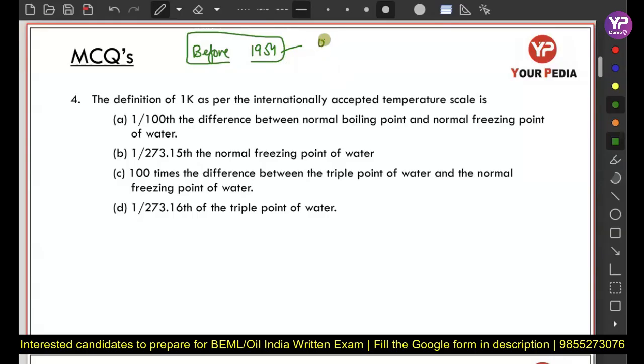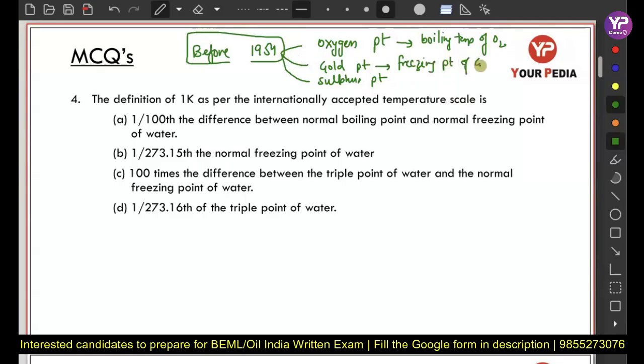For example, there we define the oxygen point, the gold point, and the sulfur point. Now, what is the meaning of oxygen point? The oxygen point represents the boiling temperature of oxygen. What is the meaning of gold point? It represents the freezing point of gold. What is the sulfur point? It is the boiling temperature of sulfur.